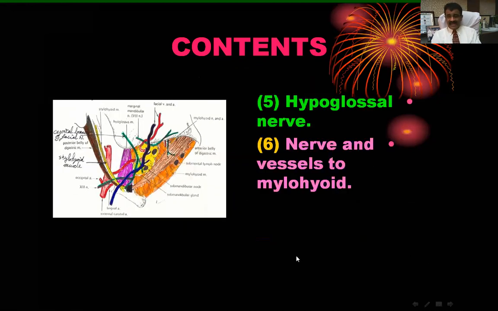Well, another two structures which are found in the anterior part are the hypoglossal nerve, the 12th cranial nerve, and the nerve and vessels to the mylohyoid muscle. So the mylohyoid muscle is supplied by some nerves and vessels. Those are found in this content.